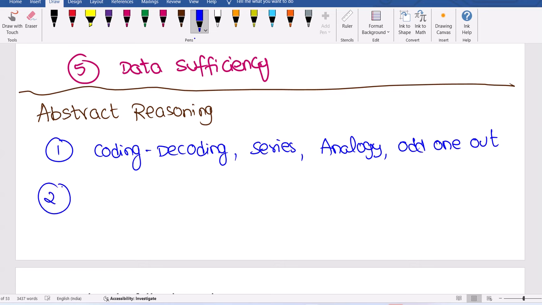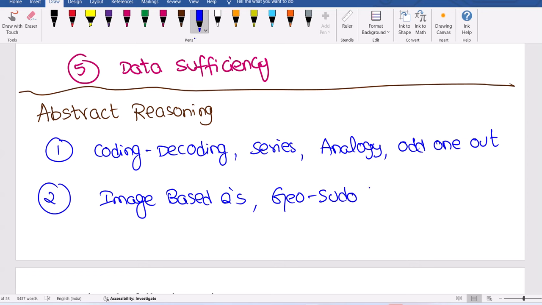The other area you need to focus on is image-based questions: paper folding, paper cutting, mirror image, water image, what is the next diagram. Image-based questions also include the Geo Pseudo challenge, like the Sudoku game you play. They ask this only on the Cocubes test platform. We'll focus on test platforms at the end. There are three different platforms they use for Accenture to conduct the exam. One of them is called Cocubes. Only on the Cocubes platform will you get the Geo Pseudo challenge; otherwise, the rest only give image-based questions.